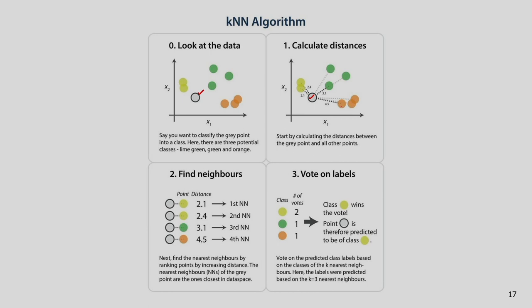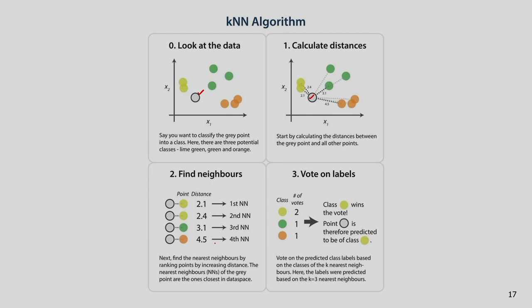After computing these distances, you can see the first nearest neighbor distance is 2.1, corresponding to the class yellow. Again, the second nearest neighbor distance is 2.4, corresponding to the class yellow. The third nearest neighbor distance is 3.1, corresponding to the class green. And the fourth nearest neighbor distance is 4.5, corresponding to the class red or the orange.